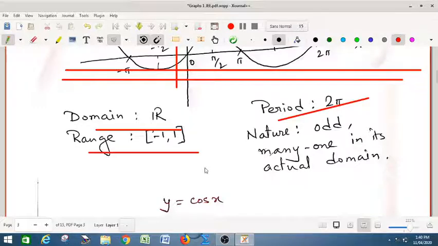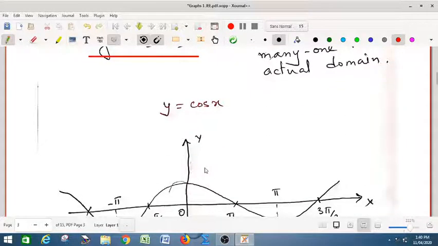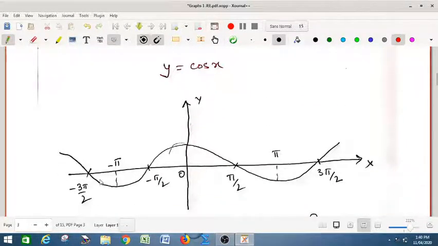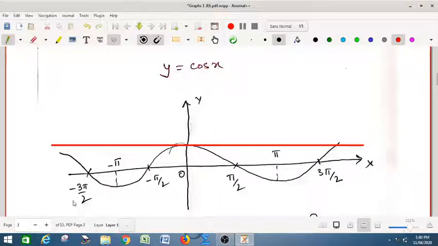Again we'll see cos x. This is your cos x. Cos x is a similar wave type curve, and at 0 the value is 1, at pi by 2 it is 0, at minus pi by 2 it is 0, at pi it is minus 1, and at minus pi it is also minus 1. So in this way we can draw the cos x. Cos x is also bounded between minus 1 and 1.